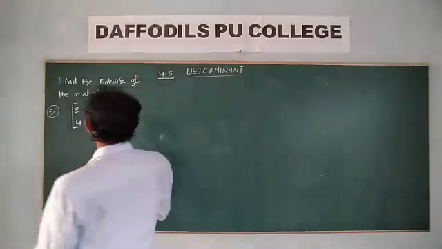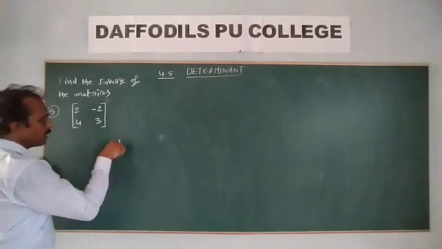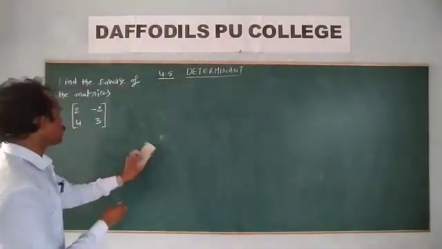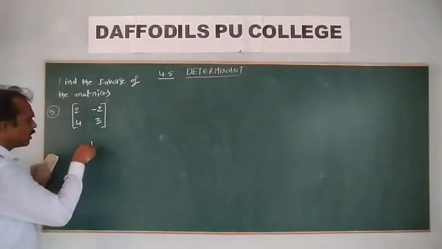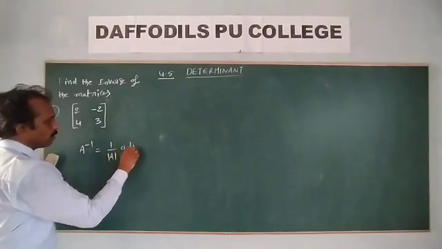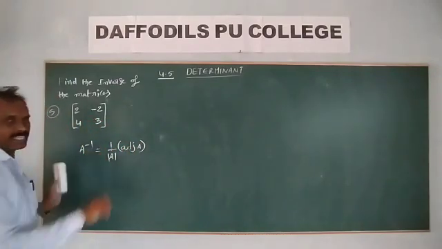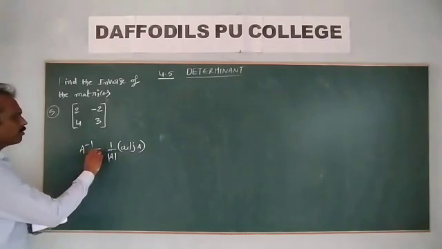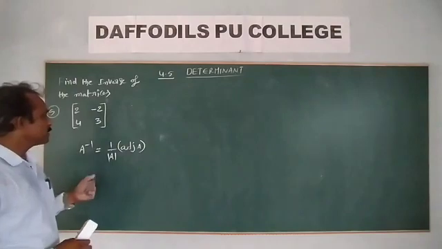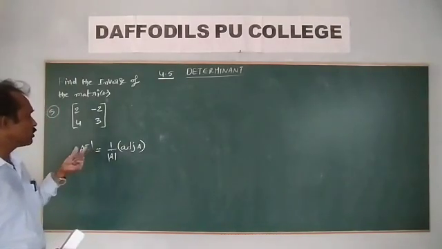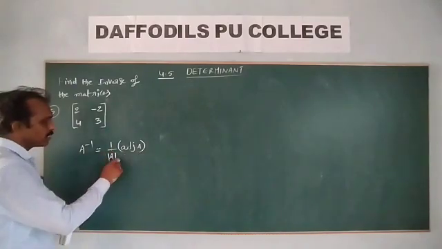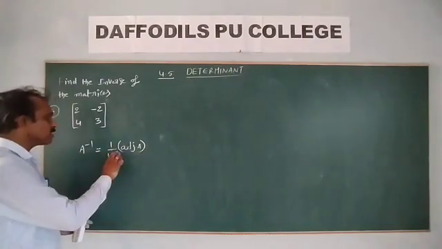I already explained the theorem yesterday. What is the inverse formula? A inverse is equal to 1 by det A of adjoint A. We derived this from the theorem: A is invertible if and only if A is non-singular. So det A must not be equal to 0, which means A is non-singular.